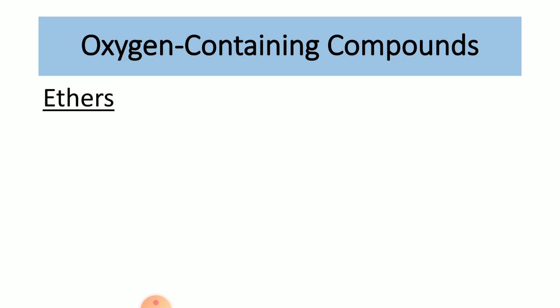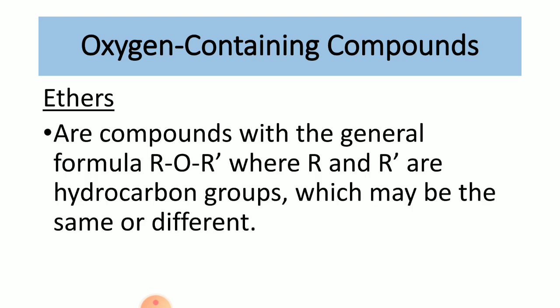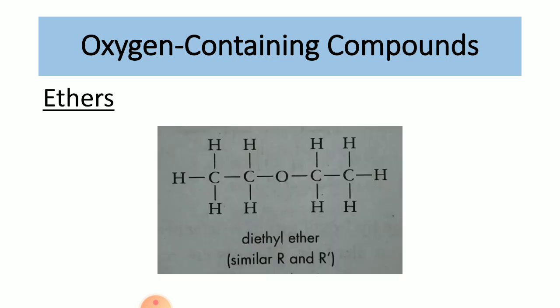Next, we have the ethers. Ethers are compounds with the general formula R-O-R prime, where R and R prime are hydrocarbon groups which may be the same or different. An example of an ether with similar R and R prime is diethyl ether. This is similar because, as you can see, the left and right sides of the oxygen have the same composition.